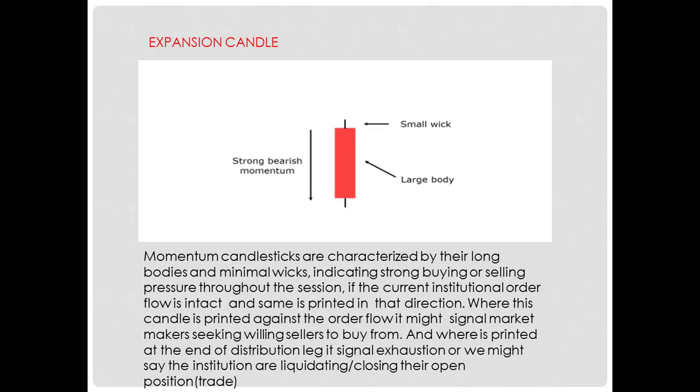They say that where this candle is printed against order flow, it may signal market makers seeking willing sellers to buy from. Assuming the market is in a buy trend and the market maker buy model has not reached its terminus, then you see, boom, you see this kind of momentum candle. Let's say we are in a buy trend and we see a bearish momentum candle coming in. What is this telling us? This is telling us that the market makers are seeking sellers to buy from.